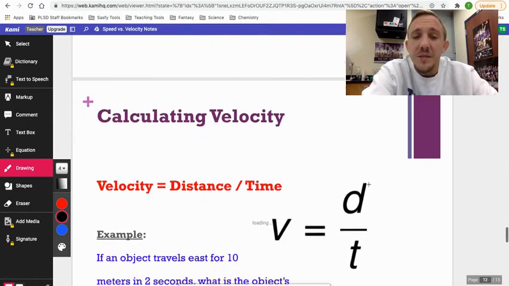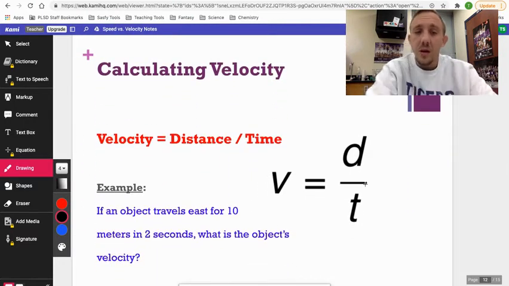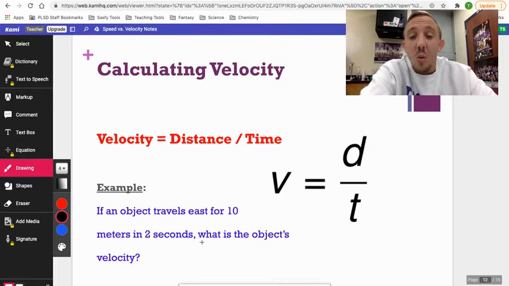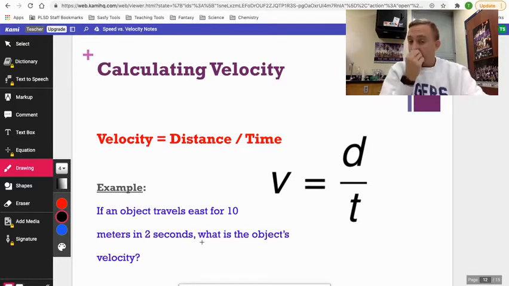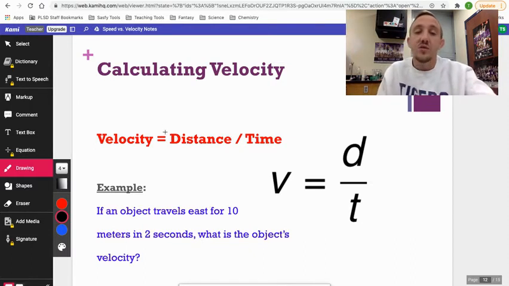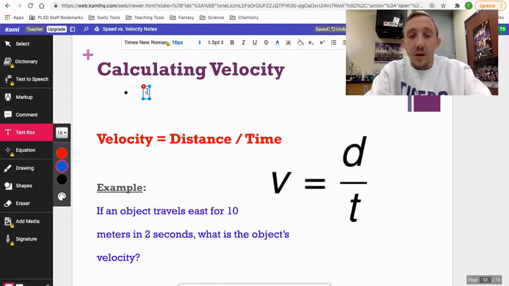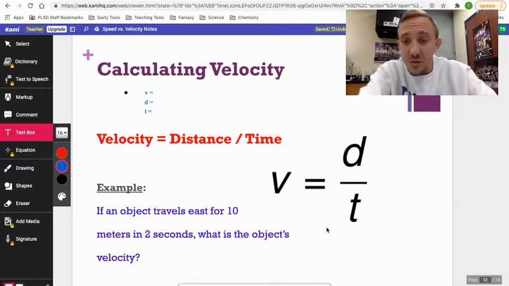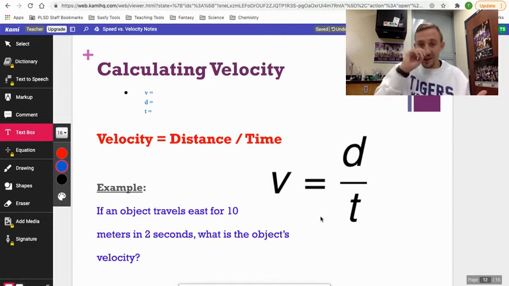So what happens if I give you an equation? An object is traveling east for 10 meters in 2 seconds. What is the object's velocity? Well, we have to jot them down. Always write down what your units are. I will always put velocity equals, distance equals, and time equals. The reason I'm putting those three is because those are the only three variables that we have in this equation.